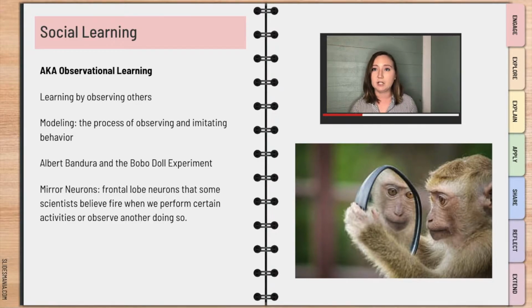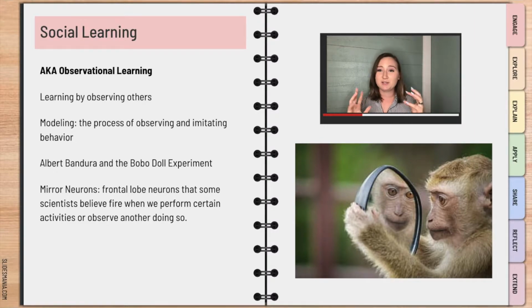We also have in our brains what's called mirror neurons. These are neurons in the frontal lobe, so right up at the front, that some scientists believe fire, so the neurons send out a signal or fire, right? When we perform certain activities and observe another person doing something. So it's literally monkey see, monkey do, and it's actually very prominent in monkeys. They will see something and then do it because their mirror neurons fired.